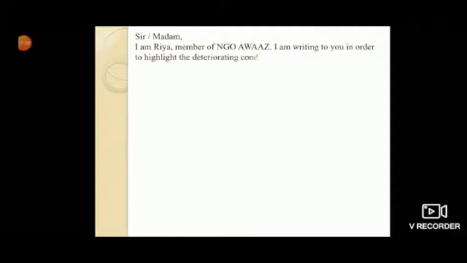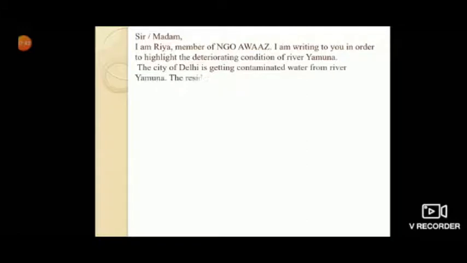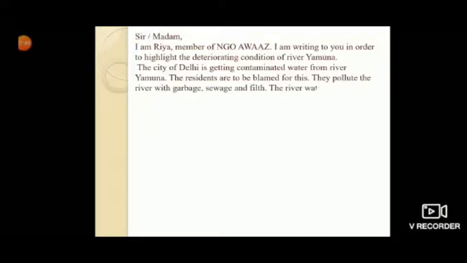Next, salutation. Next, body of the letter. I am Riya, member of NGO Awaz. I am writing to you in order to highlight the deteriorating condition of river Yamuna. The city of Delhi is getting contaminated water from river Yamuna.